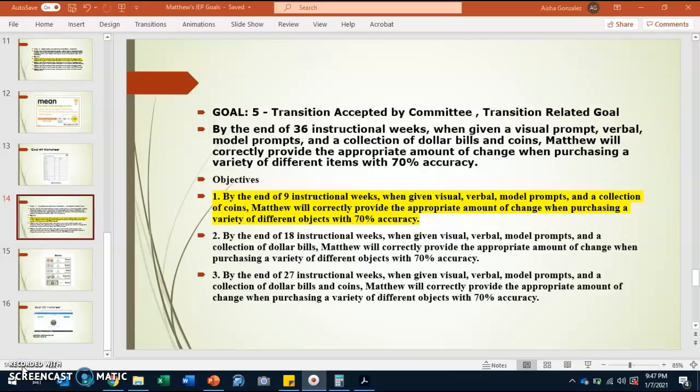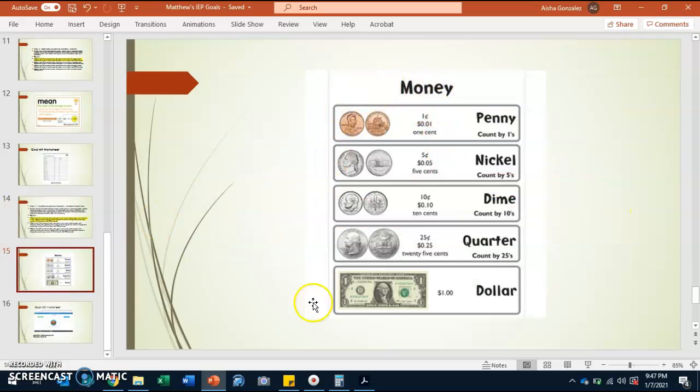So for goal number 5, Matthew, we are going to provide change when purchasing different objects, and with different amounts, with different types of change, using dollar bills or coins. So for this one, we have to know the value of each quarter, cent, or a dollar bill.